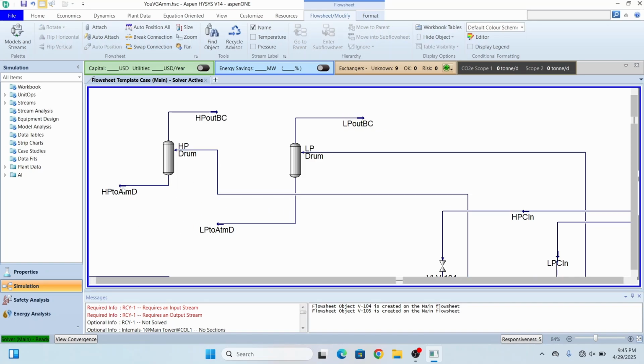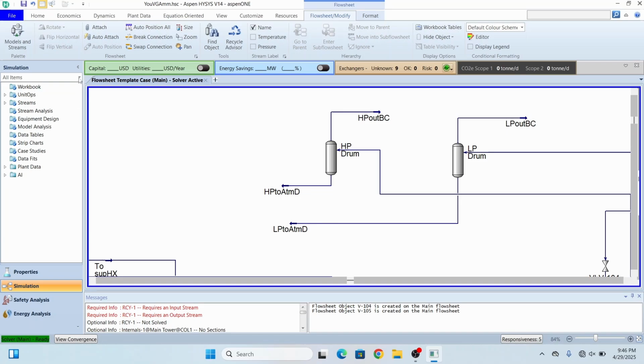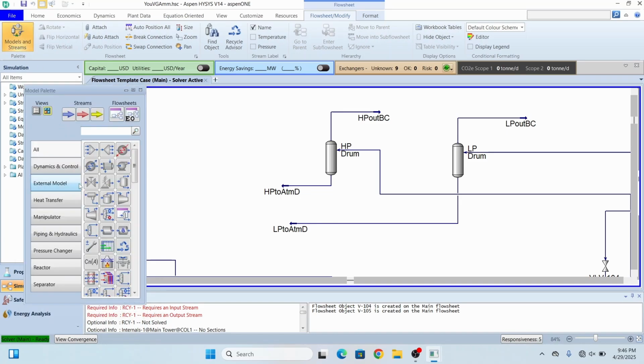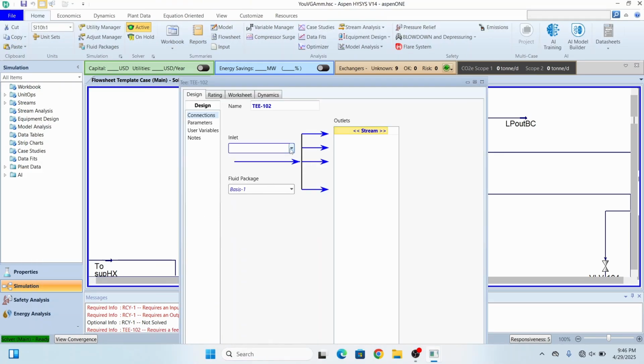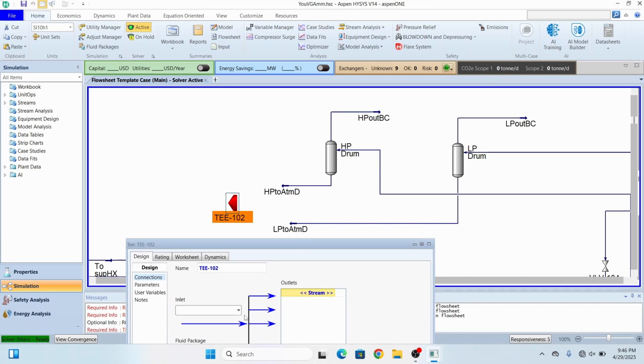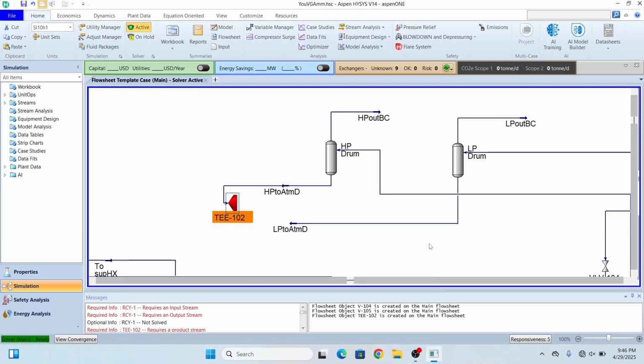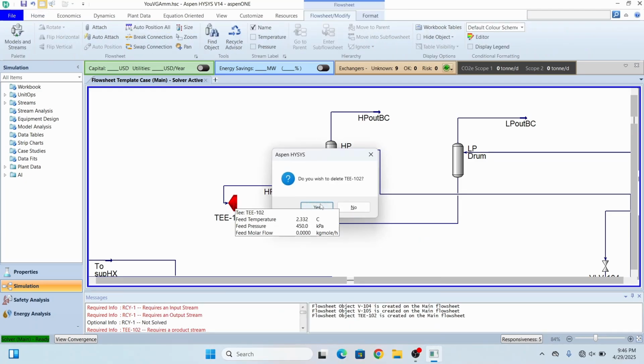And now these two streams will be going to our atmospheric drum. Go to my model palette, and from the model palette select a mixer, double click on it. Inlet streams, if I drag it a little bit down, the first stream is high pressure. Sorry, I have selected a T over here, so I will delete it.